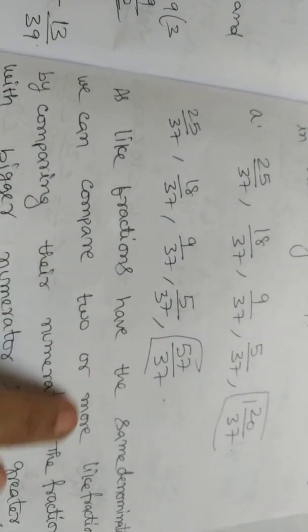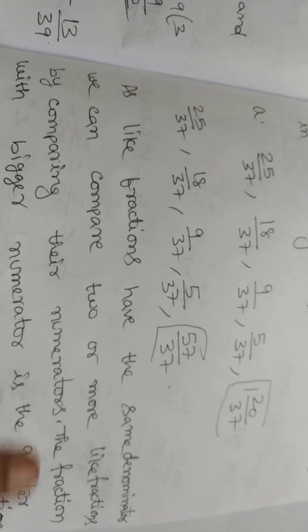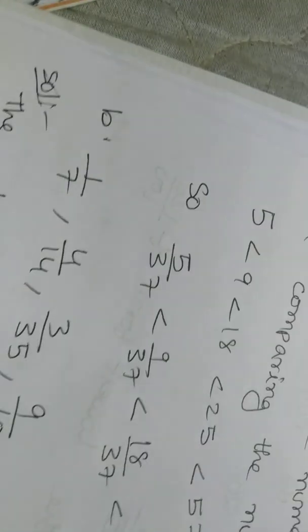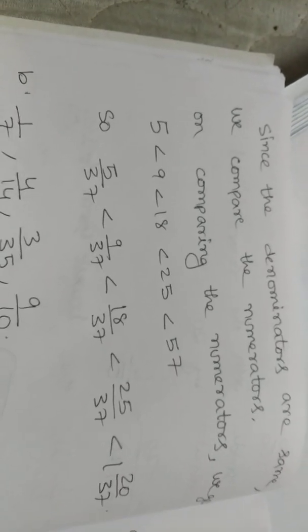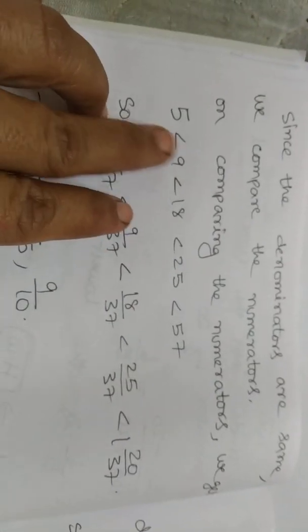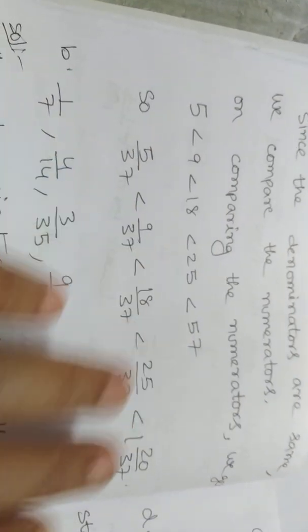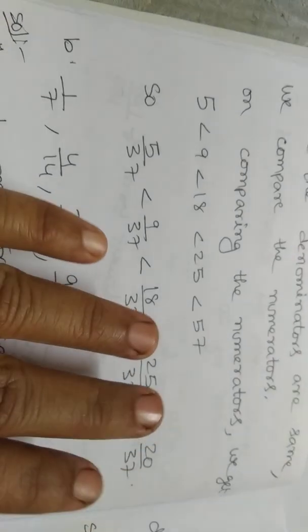As like fractions have the same denominators, we can compare two or more like fractions by comparing their numerators. The fraction with the bigger numerator is the greater fraction. Okay. So since the denominator is same, we compare the numerators like this. On comparing numerators, 5 is less than 9, 9 less than 18, less than 25. So I wrote the ascending order in this manner. Understood? Same problems we have to do in that manner only.